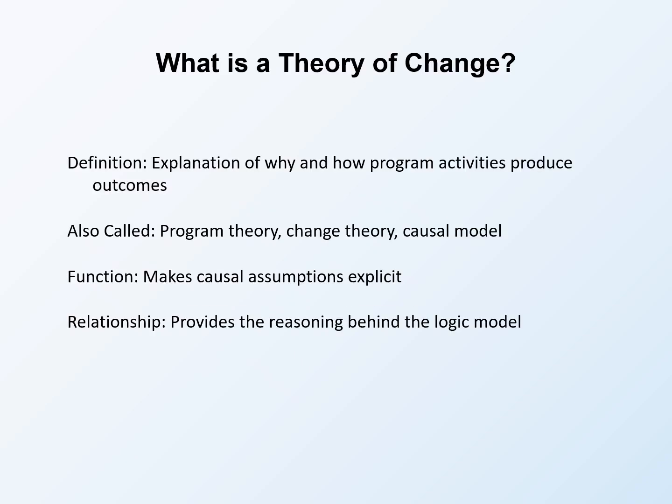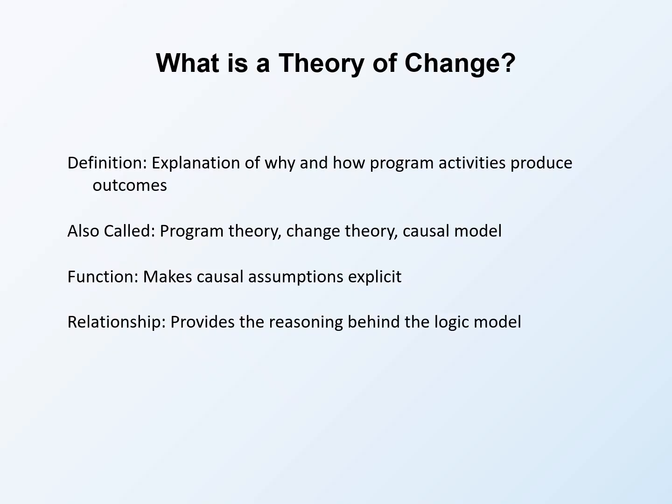A theory of change is an explanation of why and how program activities produce the outcomes you expect to achieve. It articulates the causal mechanisms that connect your program to its intended results by explaining the process through which change occurs. Different funders and fields may call this concept program theory, change theory, intervention theory, or causal model, but the underlying concept is similar across these different terms.